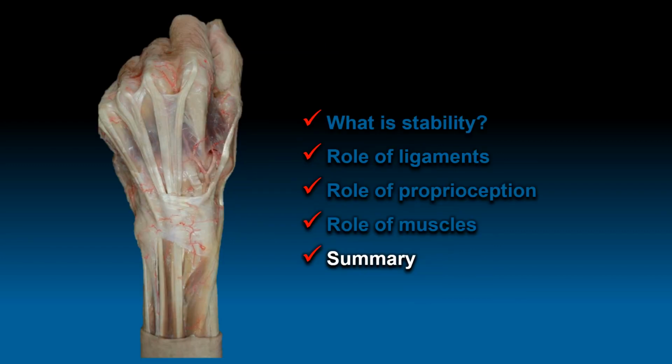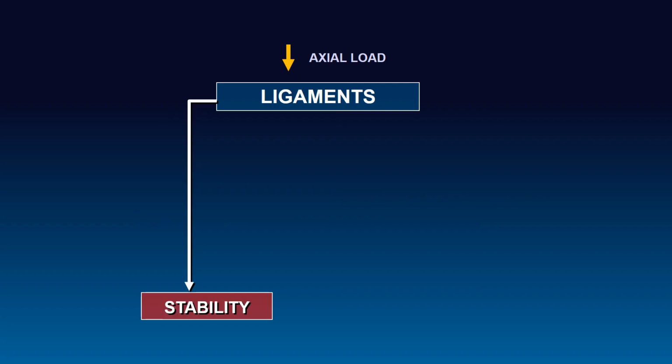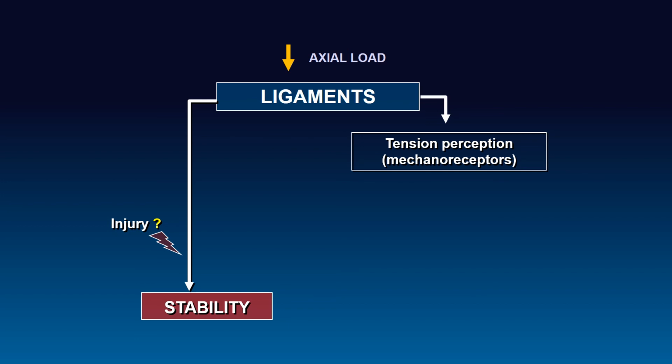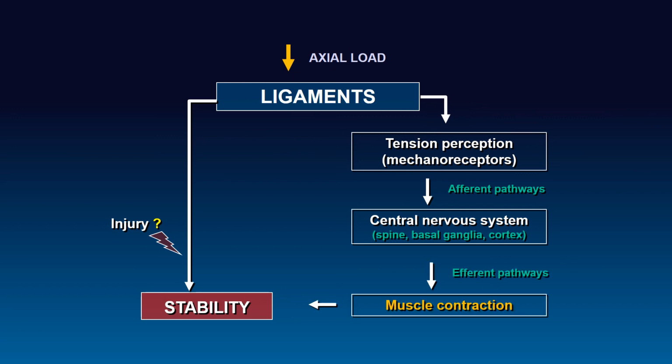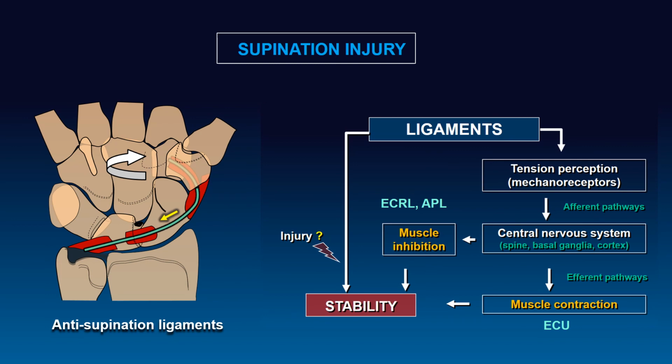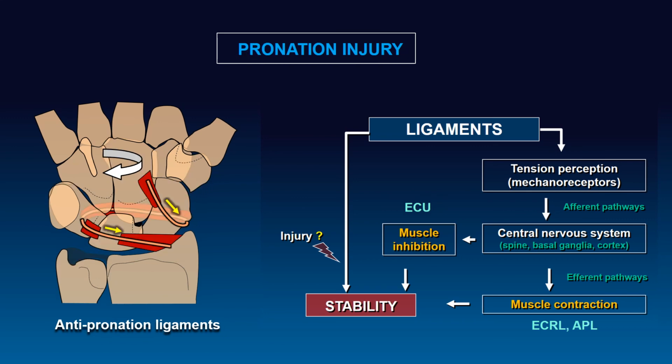In summary, when there is excessive tension in a ligament and the ligament is reaching its yielding point, the mechanoreceptors contained in that ligament will generate a warning message to the central nervous system. Based on this information, the sensorimotor system will decide which muscles need to contract and which ones need to be inhibited to prevent further ligament damage. So, if the wrist is exposed to a supination stress, the pronator muscles, that is the ECU, will be there to avoid further injury. By contrast, if there is a pronation stress, the supinator muscles, essentially the ECRL and APL, will be called in.